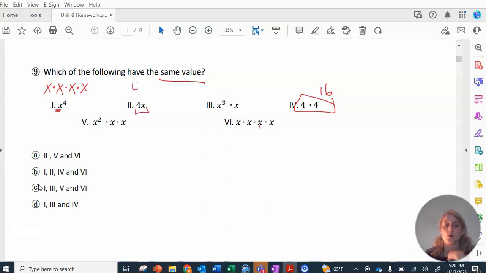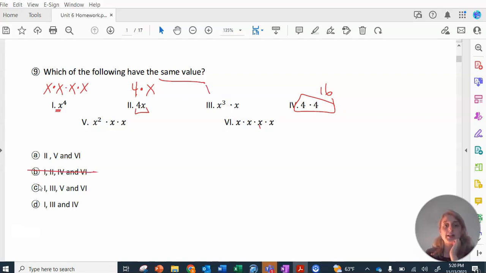This shows me 4 times x. It does not show me 4 x's. It shows me the number 4 times one number, which is x. So these are not equal to each other. So anything that has 1 and 2, that's not right.